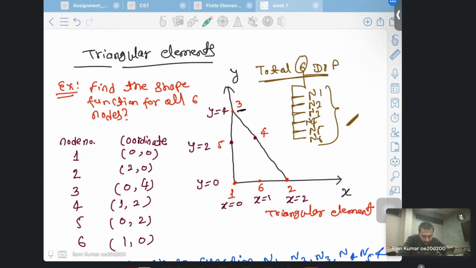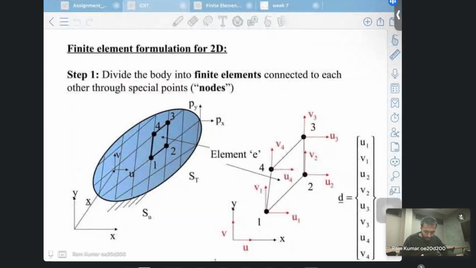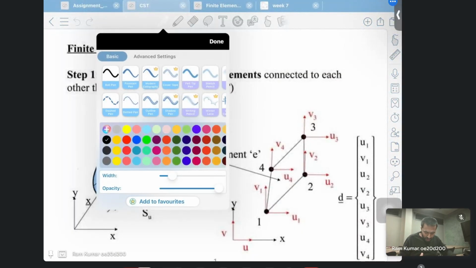Before going to solve this problem, I will tell you how to solve it for a different triangular element. This is also called CST, constant strain triangle. We will get to this after having some discussion about CST. So first we will learn about what CST is, what I am calling CST.